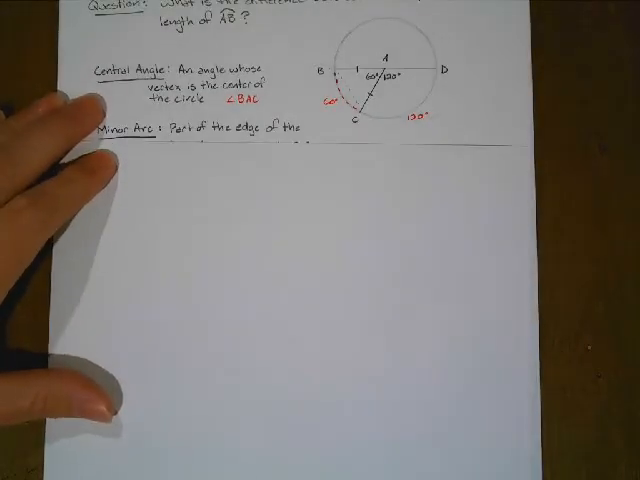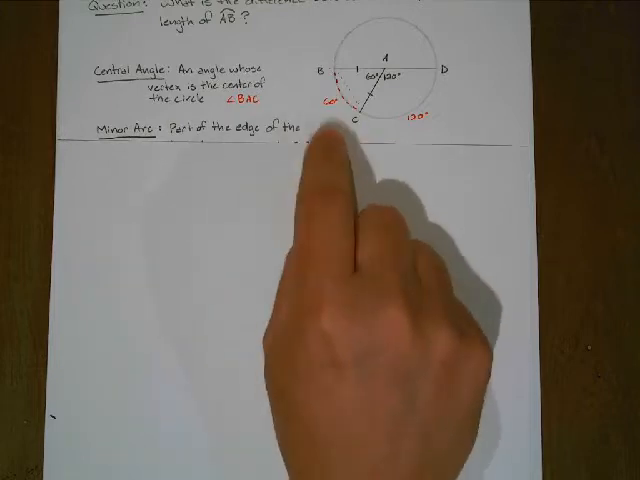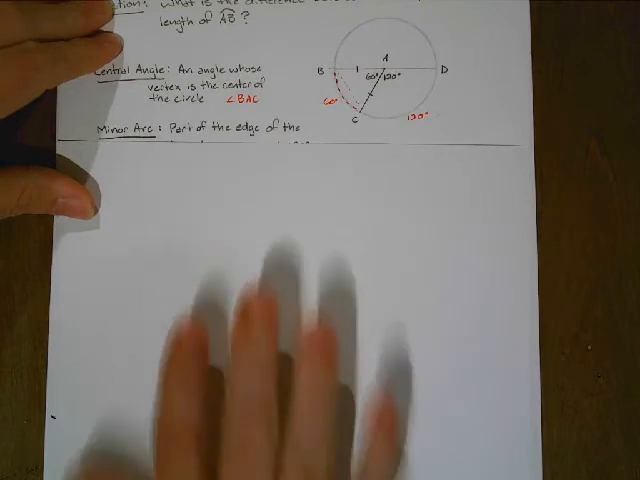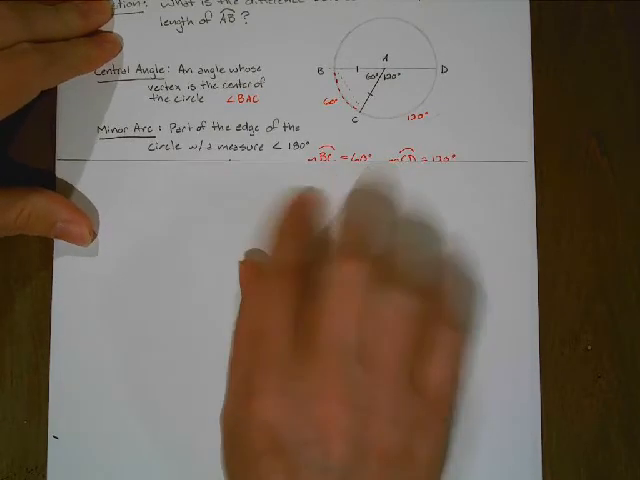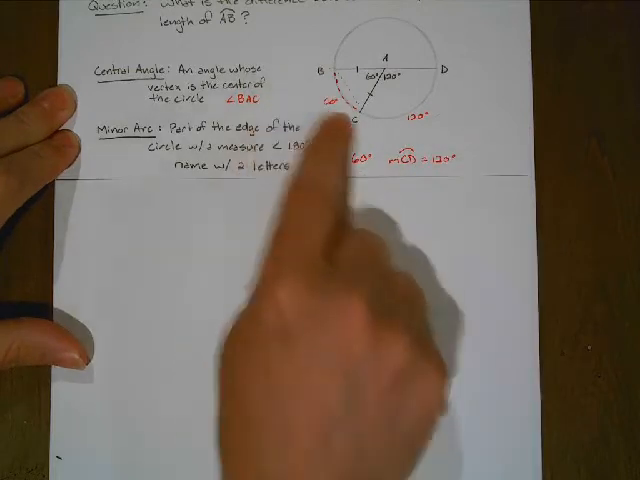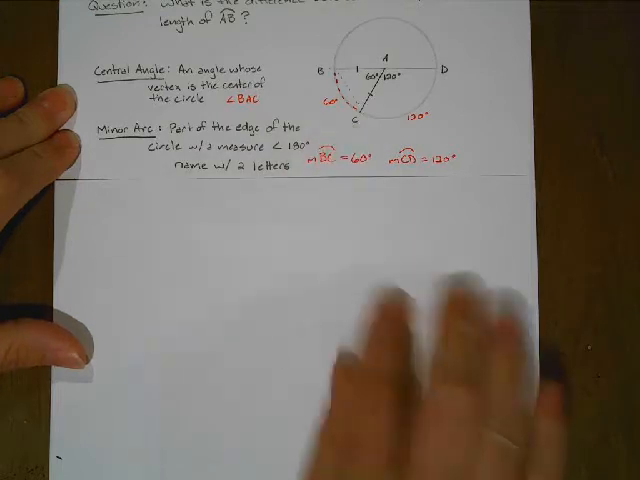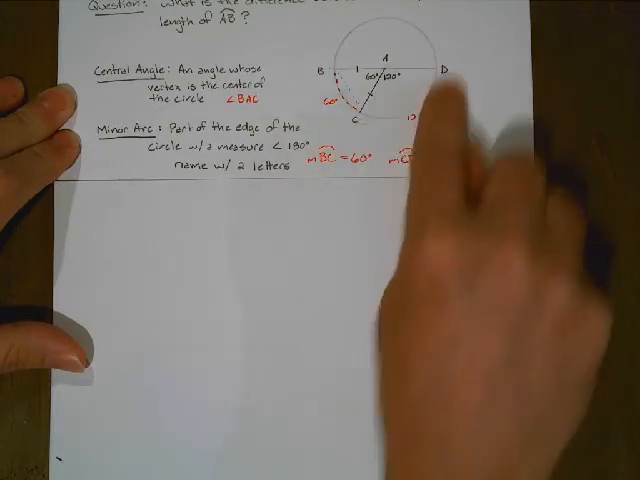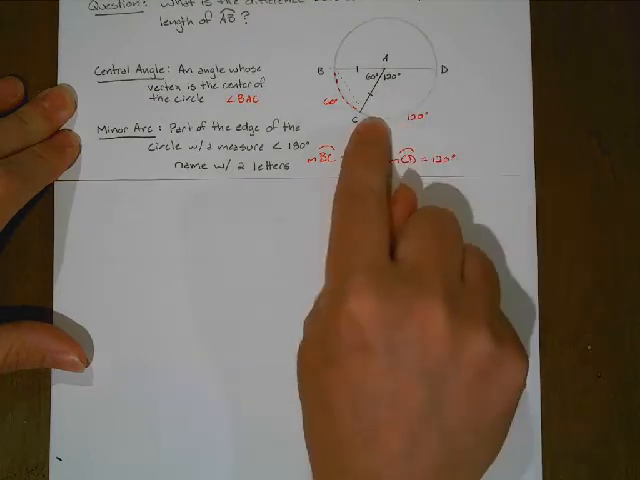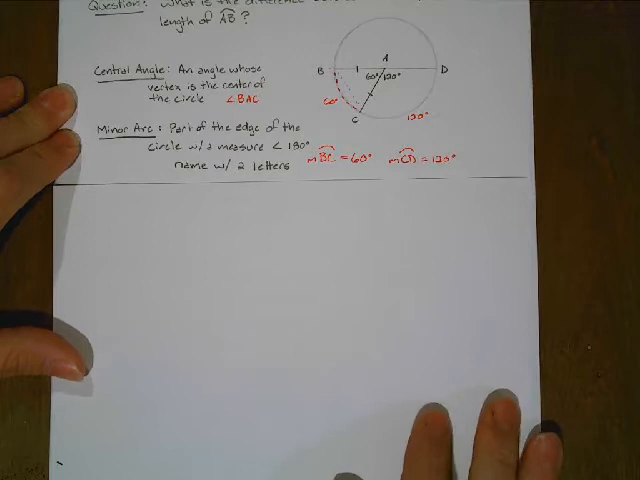All right, a minor arc. A minor arc is the edge of the circle, so the part of the edge on the outside, with a measure that's less than 180 degrees. So from B to C, that would be a minor arc because it's less than 180 degrees. And from C to D, that arc out here would be a minor arc because it's less than 180 degrees.